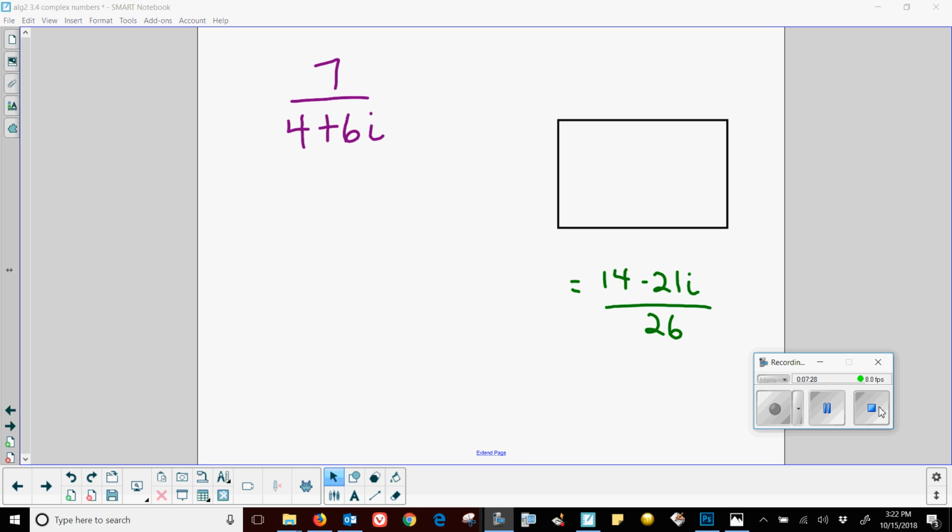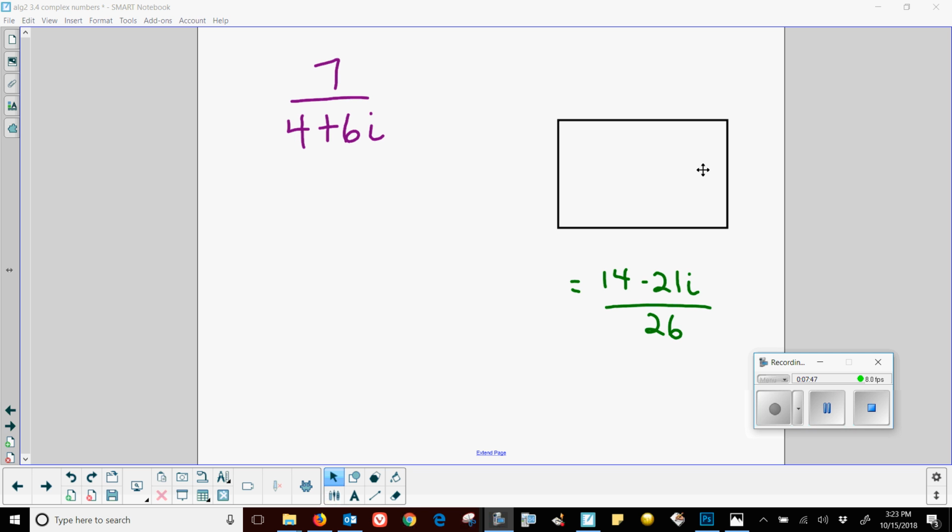Yeah, these aren't bad. You just got to know how to find your conjugate. Hopefully you used 4 minus 6i. Don't use a negative. We're not changing any sign in front. No -4 or whatever. And make sure you're not using another 4 plus 6i. But that's how you find your conjugates.